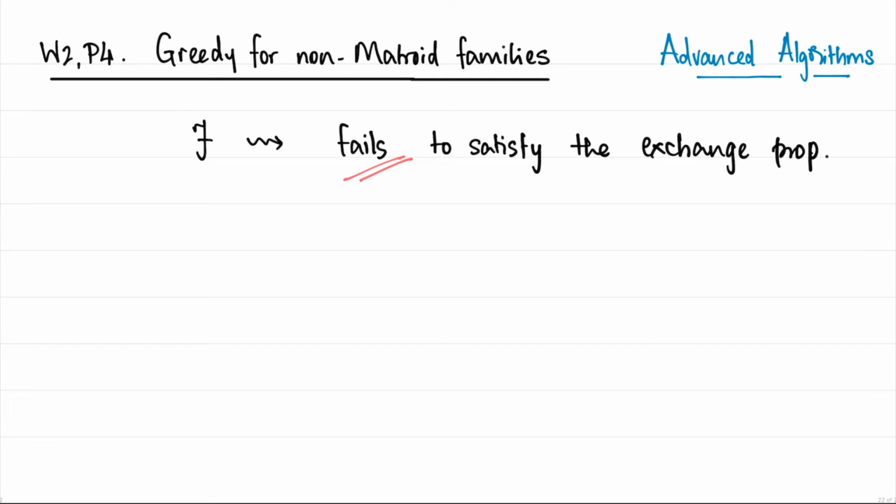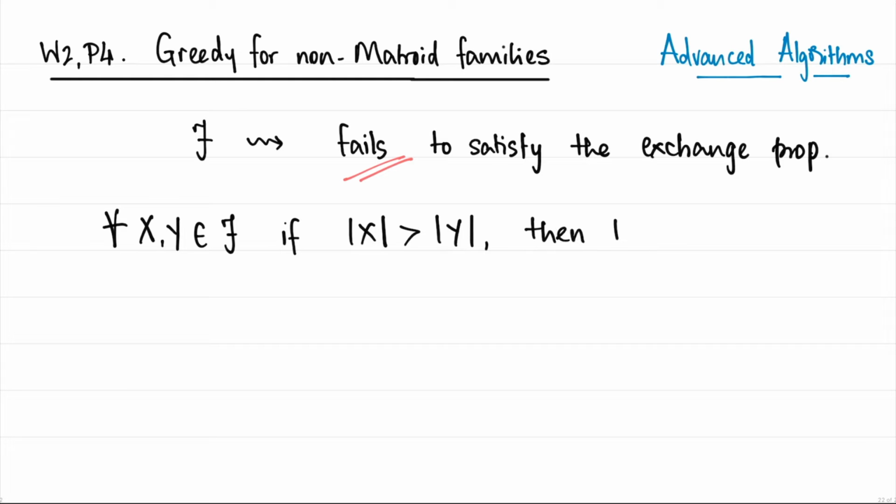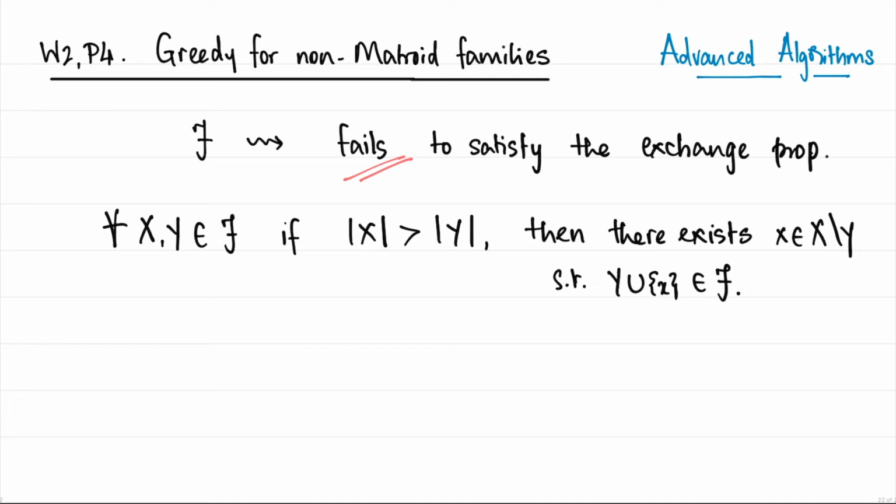Now let's think carefully about what it means to fail the exchange property. The exchange property said that for any pair of sets X, Y in F, if the size of X is bigger than the size of Y, then there exists some element x in X minus Y such that Y union x belongs to F. Now, to fail this property would mean negating this statement. So let's carefully negate this statement.